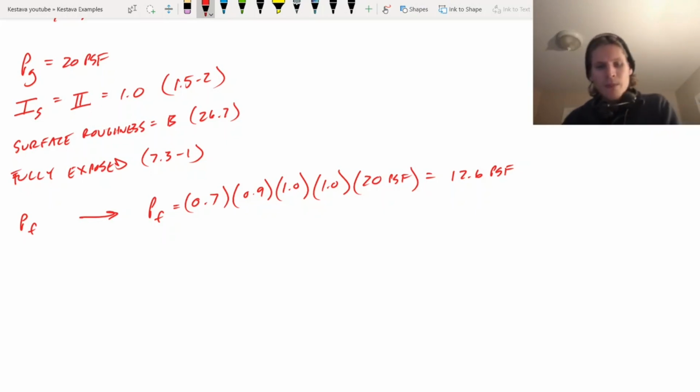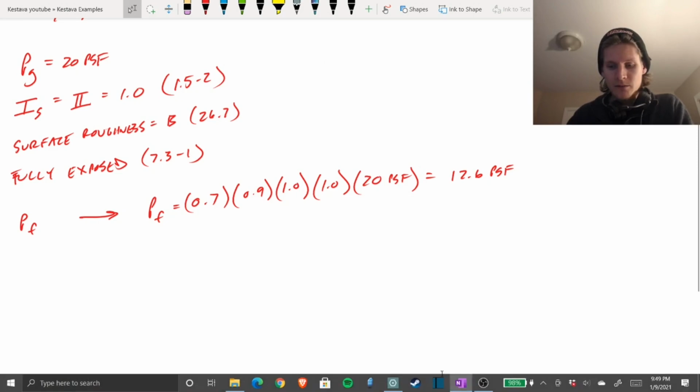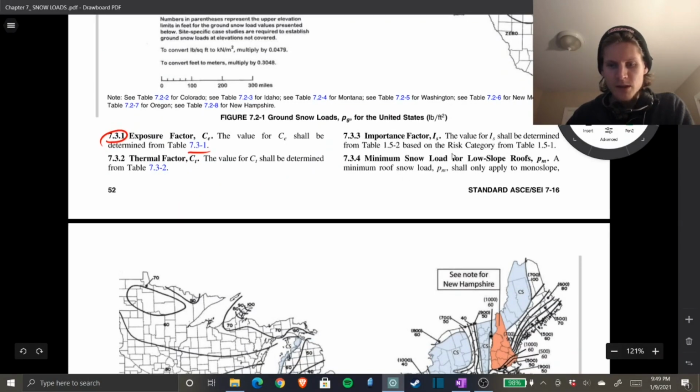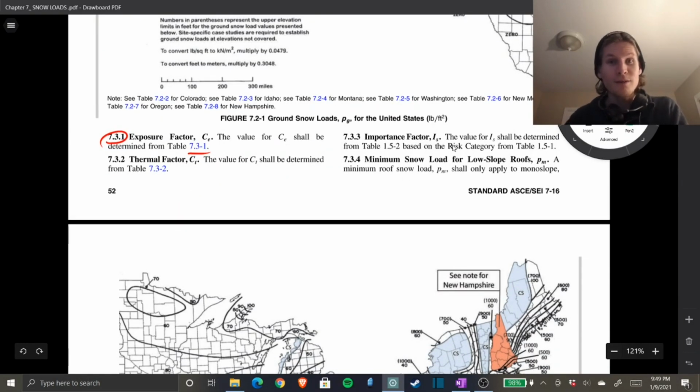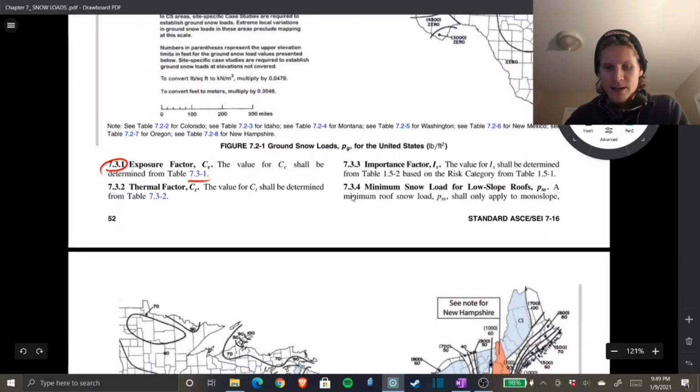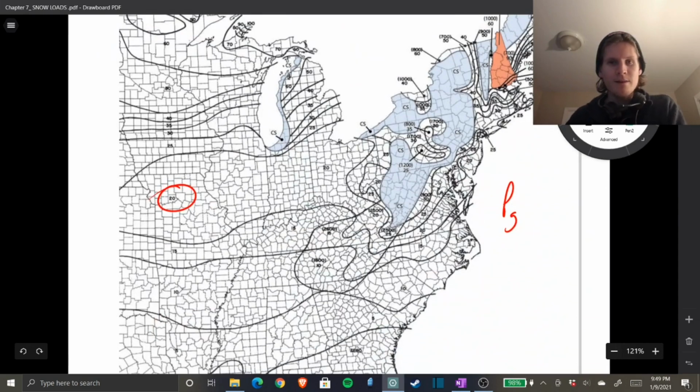Next, we need to check minimums. So if we go back to the code, C sub E, C sub T, importance factors. They talk about all the things that you need and where to find them. And then right here, 7.3.4, minimum snow load for low slope roofs. Okay, well, that is technically us. We are a low slope roof or a flat roof.